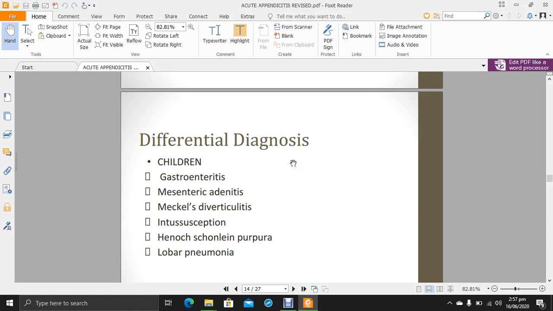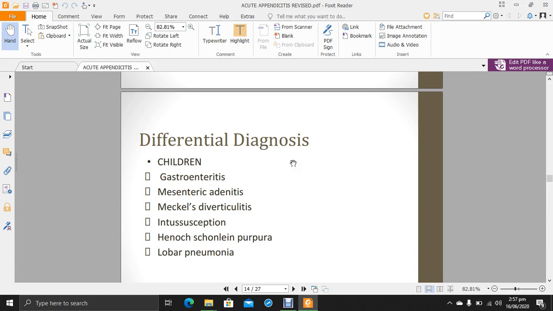This is a skin and mucosal problem with submucosal and subdermal bleeding, but it is also associated with abdominal pain. So you should remember these things. And in children, though the lungs are far away from the right iliac fossa, lobar pneumonia can sometimes present with a pain in the right iliac fossa.